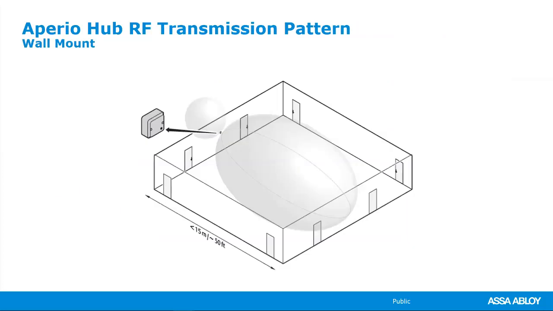So an Aperio hub typically goes on the wall, and you're going to see the shape, what looks like a football coming out the front, and it goes 50 feet. And then behind it, it has, let's go with a basketball. So you have some coverage behind, but the majority of your coverage is going to go out forward 50 feet in the shape of a football.